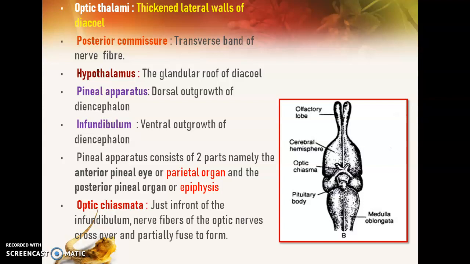Then another structure associated with this diencephalon is called the optic chiasma. Here you can see that this is a cross-shaped structure. That means just in front of the infundibulum, the ventral outgrowth of the diencephalon, the nerve fibers of the optic nerves cross with each other and partially fuse to form a structure that is called the optic chiasma.